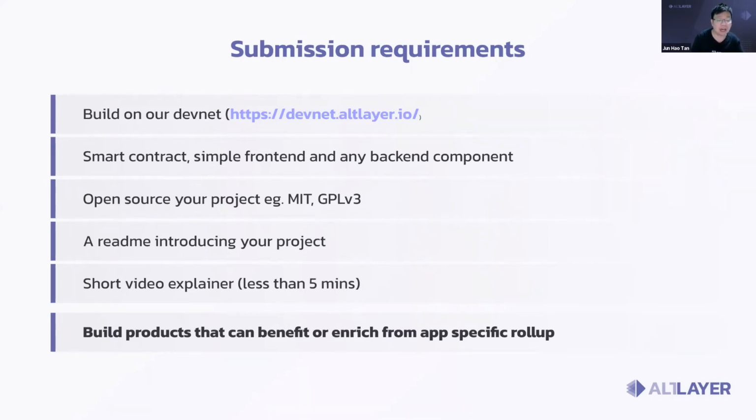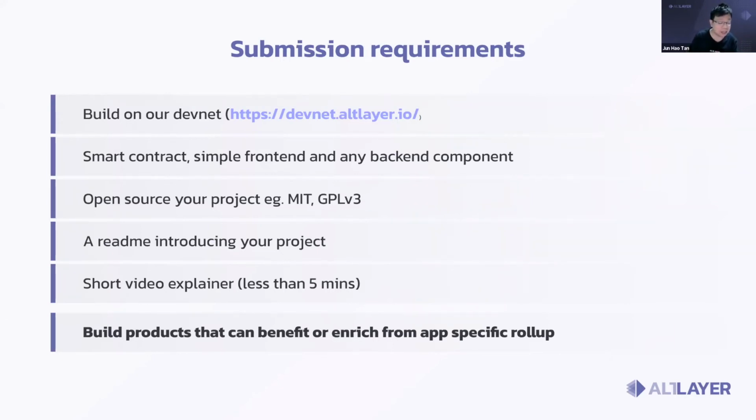Open source your project, be it MIT, GPL v3 or other open source licenses. README will be very important. This helps us understand your project, why your project is very useful for the ecosystem, not just for us but even for the broader crypto space and so on. And of course, a short video to walk us through your ideas, your project, and so on.